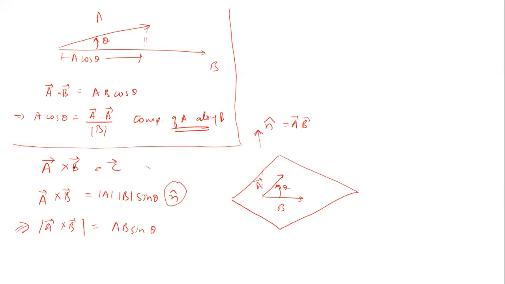Now, the angle between the two vectors. If in the question they ask you that A cross B is given, and we know the magnitude of A cross B, we can find the angle between A and B. The magnitude of A cross B is AB sine theta. So if we know the A cross B value, then sine theta would be equal to mod of A cross B divided by AB. In this way we can find the value of theta.